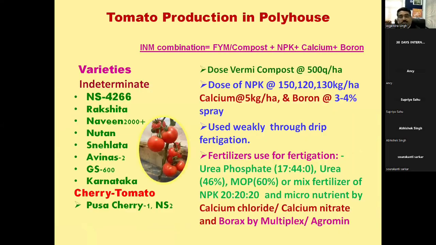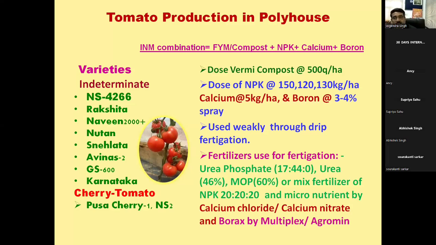So these are the main components of the polyhouse. Polyhouse has its main component for production of vegetable crops. Renowned vegetables we can say are tomato, cherry tomato, colored capsicum, and cucumber. These four crops are commercialized for production under protected cultivation technology. So you can see here the highly indeterminate tomato varieties we use. The names are NS4266, Raksita, Naveen 2000 plus, Nutan, Snehilata, Avinash 2, GS6 under Karnataka, and cherry tomato Pusa Cherry 1, Pusa Cherry 2, and other cherry tomatoes.